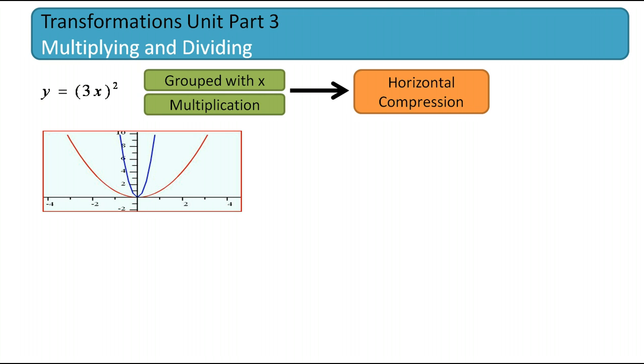Here we have the parent function in red, and what happens again from the previous video, if you remember, if we have a horizontal compression, it squishes that function from left to right, right to left, and makes it skinnier.